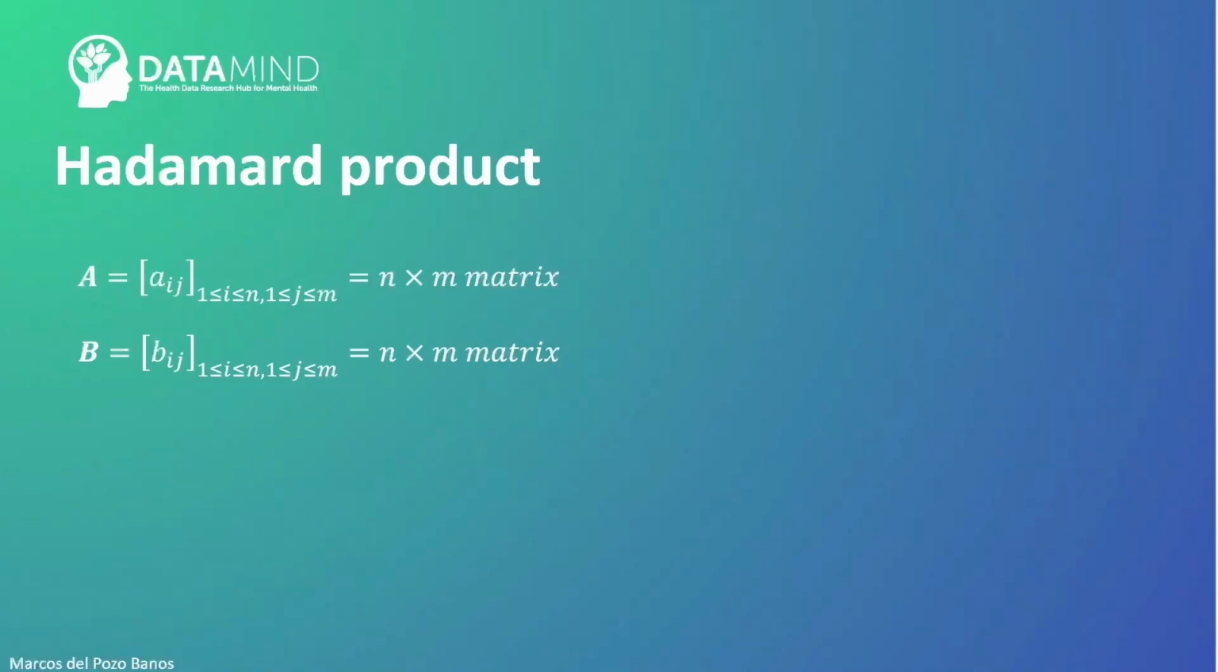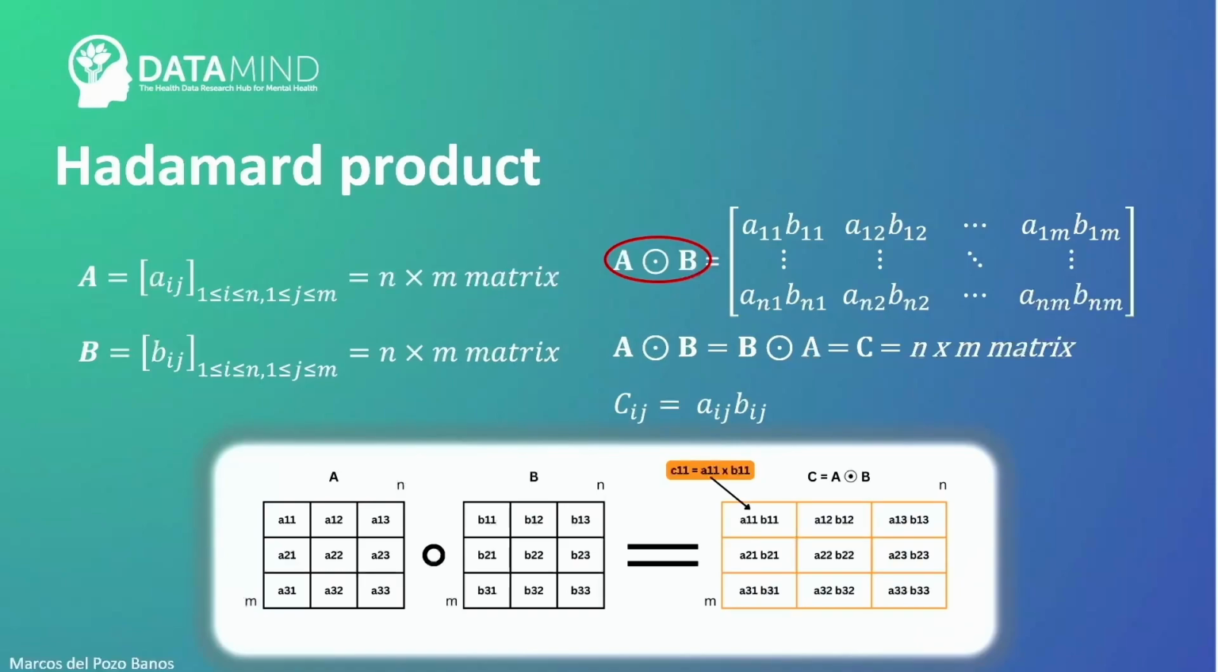Now imagine that we have two matrices, A and B, and they both have n rows and m columns. We denote the Hadamard product with that funny symbol there, which is kind of like a circle with a dot in the middle. If we multiply A times B using the Hadamard product, what we get is another matrix C, where the element in the first row and first column is simply the product of the element in the first row and first column of matrix A times the first row, first column of matrix B. So the first element in matrix C is the first element of matrix A multiplied by the first element in matrix B.